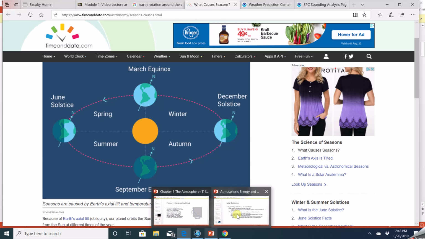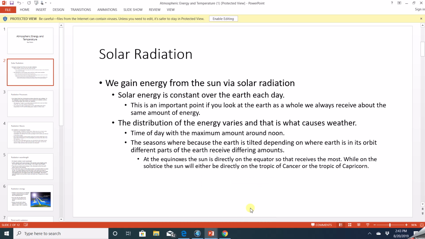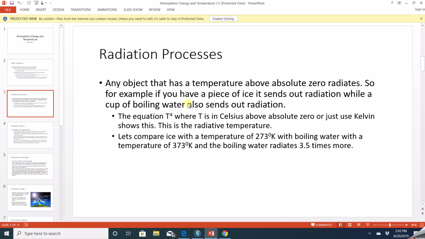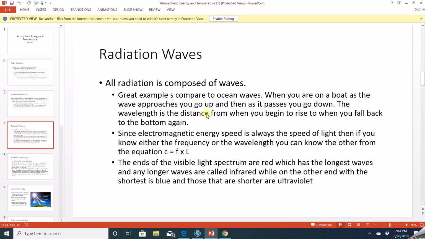So now that we've talked a little bit about that distribution of energy, let's move on to more about it. That energy is radiation. Just like a microwave heats up water in your microwave, that kind of radiation is what's coming from the sun. Radiation, if you think about it, is just a wave of energy, just like an ocean wave. And I use ocean waves a lot to compare them to.